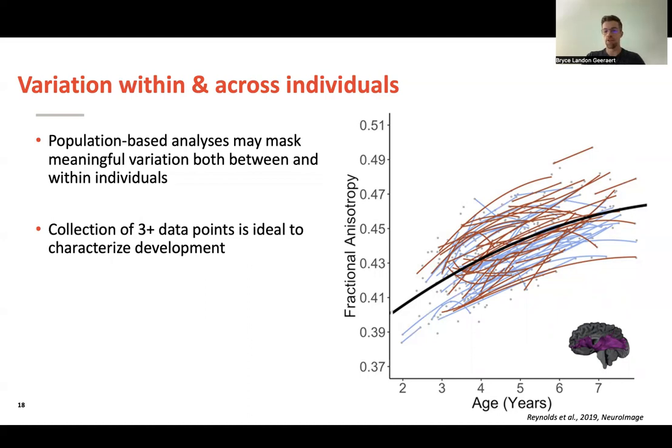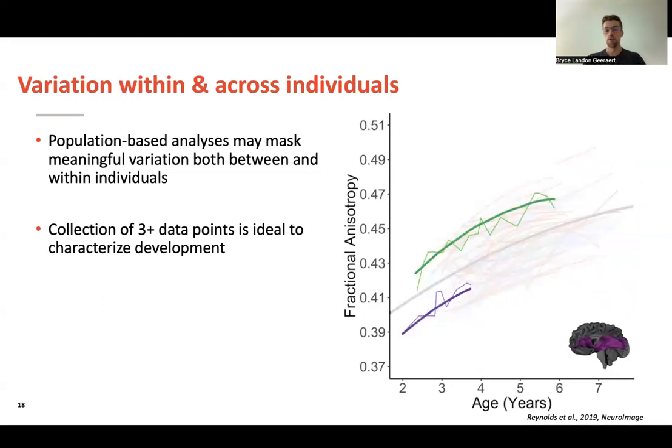So the first thing I want to mention is that a lot of our research and a lot of the work that I've been talking about is population level, which means we're taking data from all of our subjects and collapsing it to find the big black line here, the population level trend that best represents healthy development or atypical development, depending on the sample. But this can mask a lot of interesting variability.